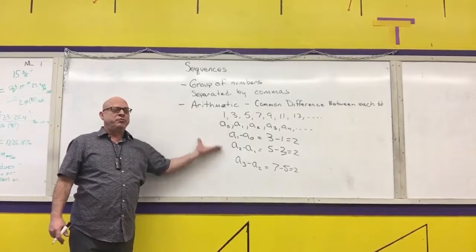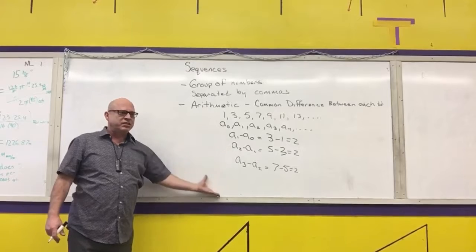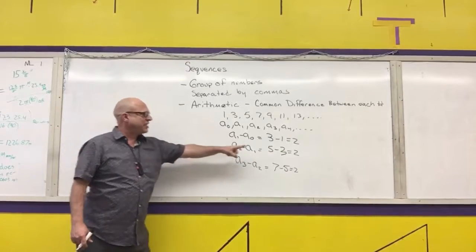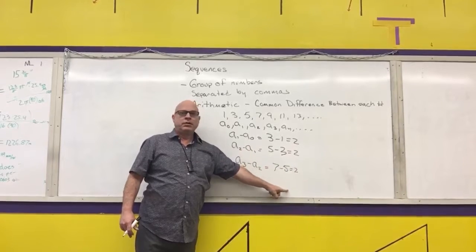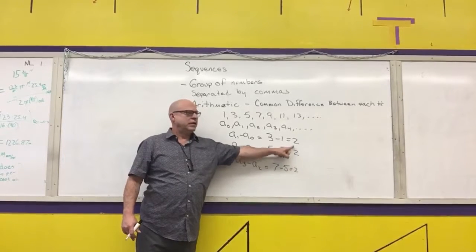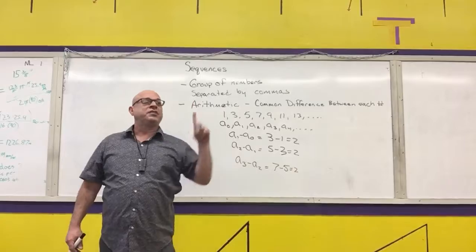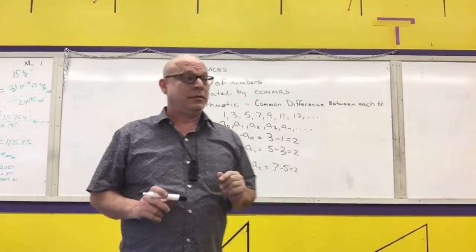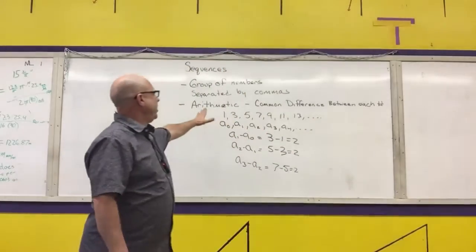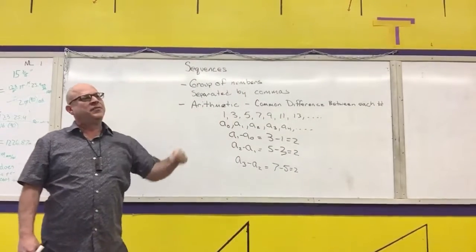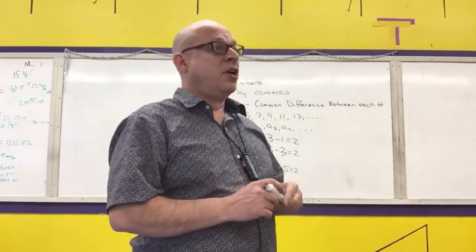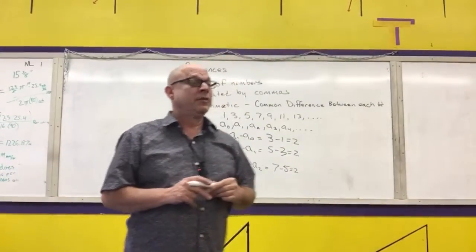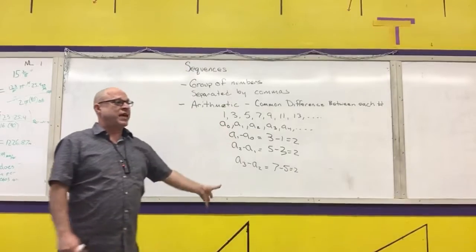I'm showing you what a sequence looks like. This is a common difference. I found the difference in between a group of numbers. What you're going to find out, these are called the first differences. Later on this year, we're going to come up with a sequence where the first differences are different, but the second differences are the same. And we're going to do that towards the end of this year. Any questions on arithmetic sequences?